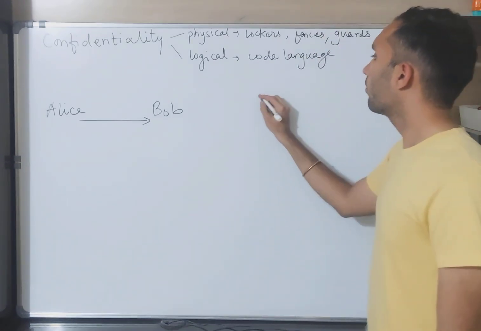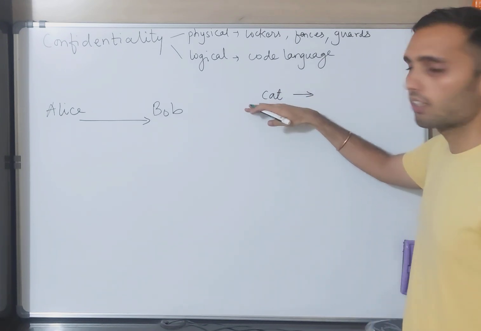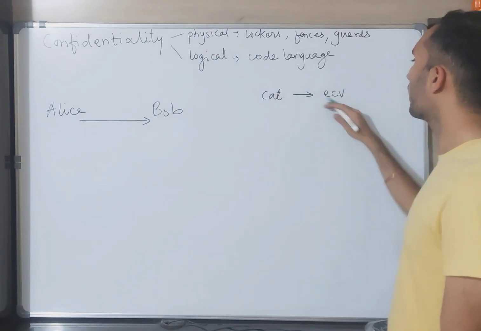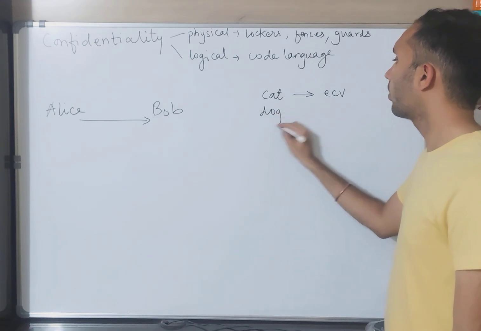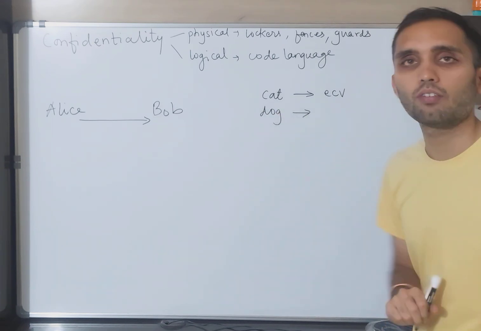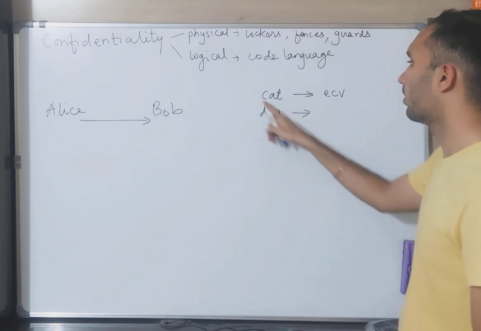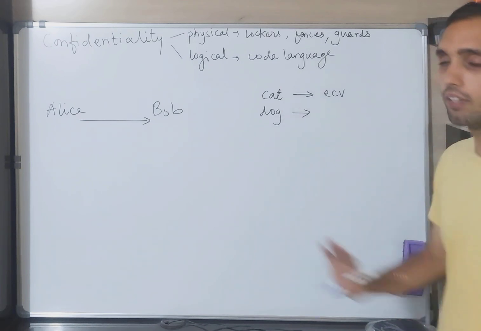So I'm sure you would have come across some logical reasoning questions, like if you have a word something like cat and it translates to something like ECV in some code language, what would the word dog look like in the same code language? So what you do, you try to analyze, you try to go letter by letter and see if there is any pattern.